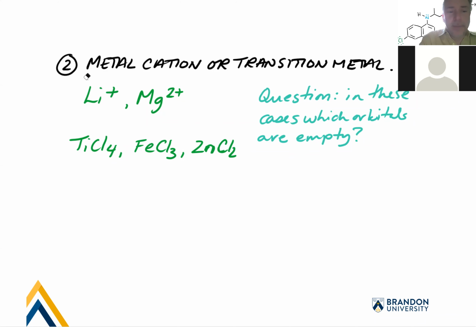Lithium and magnesium are often used to complex carbonyl compounds, like ketones and aldehydes and that sort of stuff. But anyway, metal cations or transition metals, that's the second class. So the first is compounds like boron or aluminum. The second is transition metals.